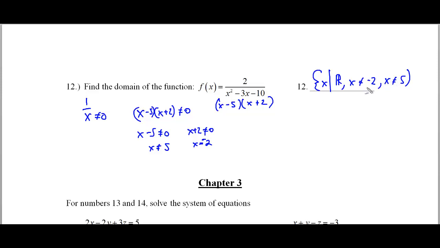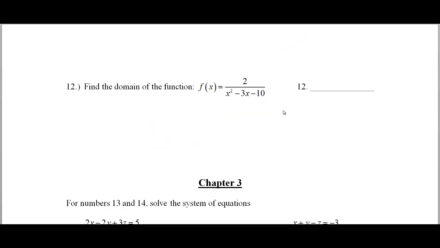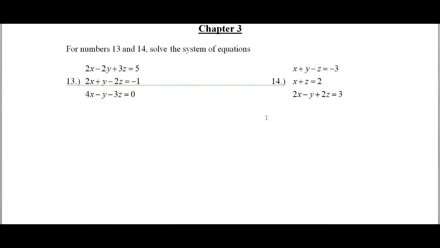But every other value of x that I plug in for this problem will not give me a division by 0 error. But if I plug in 5, or if I plug in -2 in this case, I'm going to get 0 in the denominator, and that's going to mean that the problem is undefined at those two spots. So there's my domain. We're going to see a lot more domain problems in this practice test here, so we'll keep referring back to them.